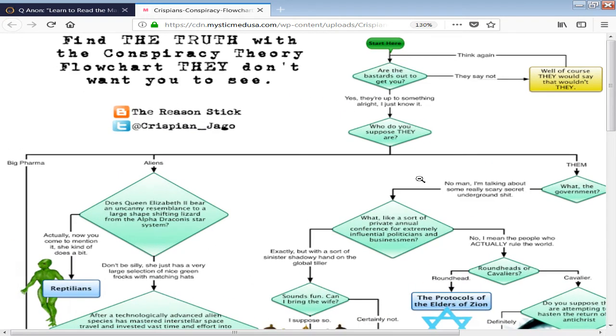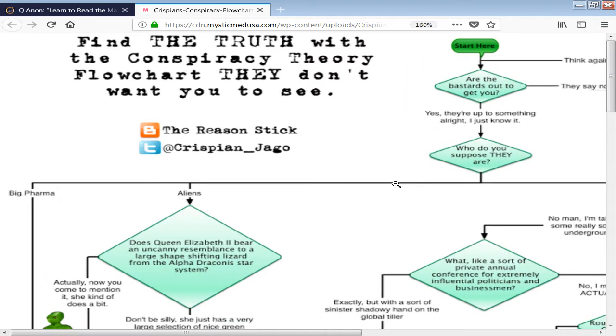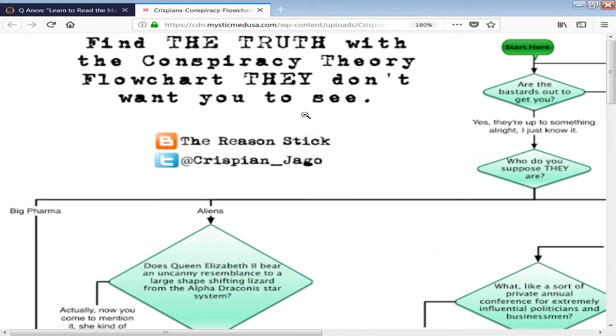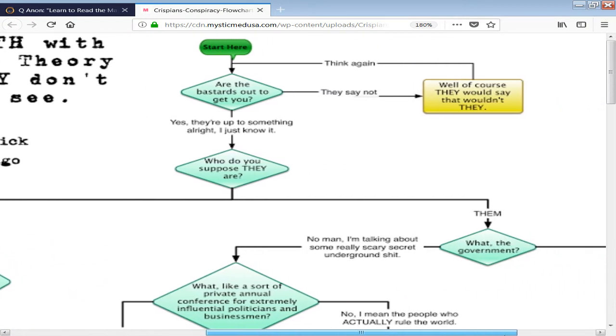I'll zoom in a little bit here so we can read it a little bit better. It says, find the truth with the conspiracy theory flow chart they don't want you to see. So let's just get into how it basically works. We're going to start here, and then it's going to ask you a question.